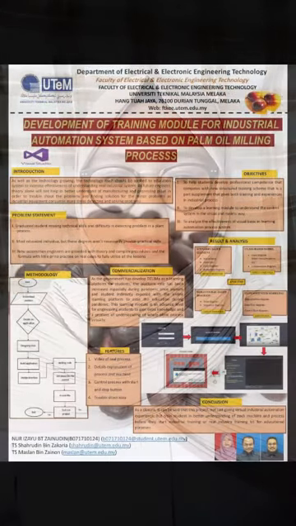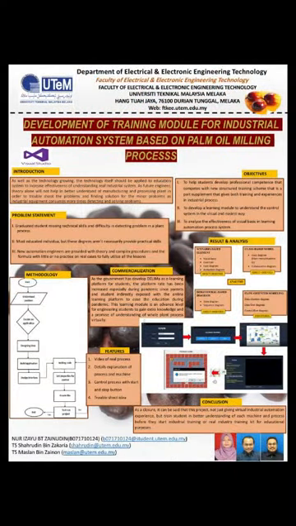Today I will continue my presentation of BDP Part 2 with the title of Development of Training Module for Industrial Automation System based on palm oil milling process. Before we start, I would like to briefly describe the project, which mainly uses Visual Basic and Visual Studio in developing the project.